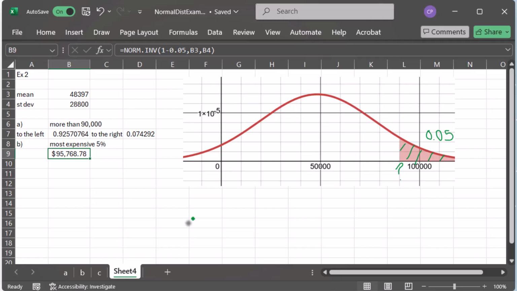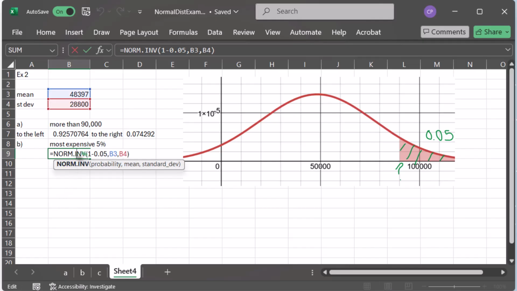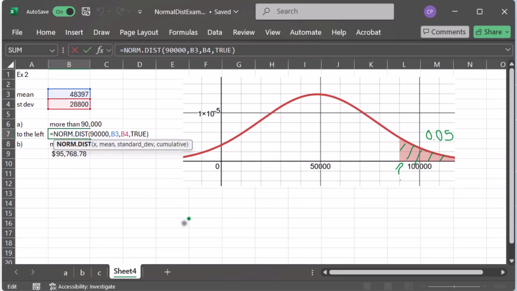So all of our normal distribution calculations in Excel will be based on either the NORM.INV function or the NORM.DIST function, depending upon whether we're trying to calculate an area or whether we have an area and we're trying to calculate the value associated with it.